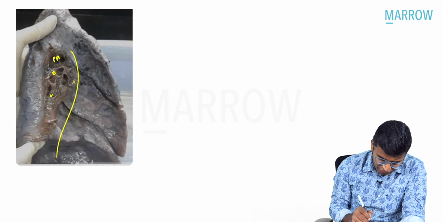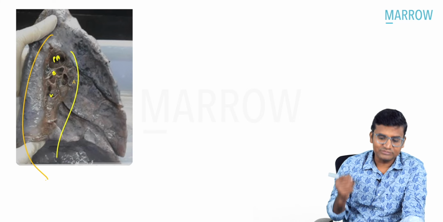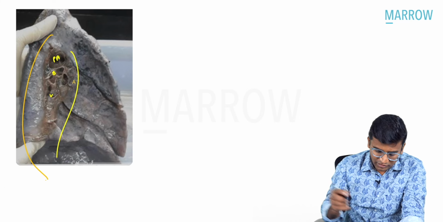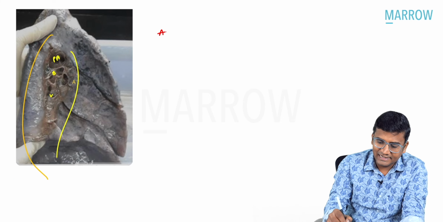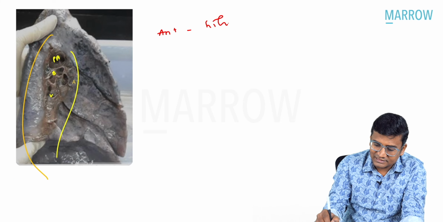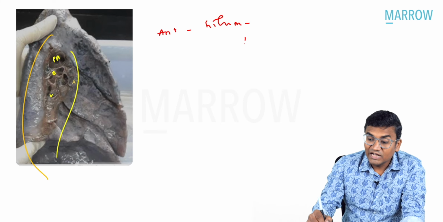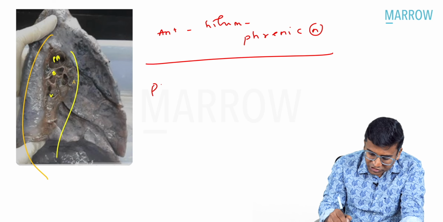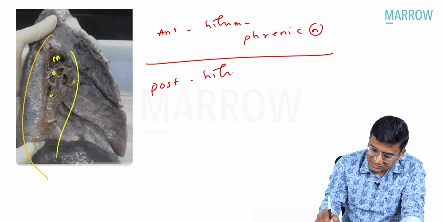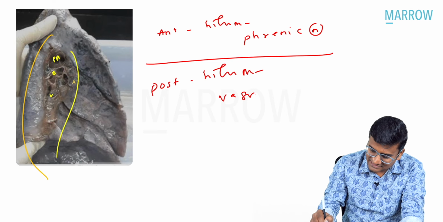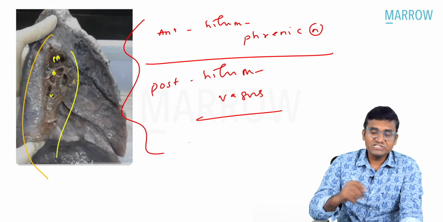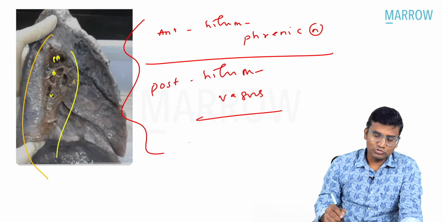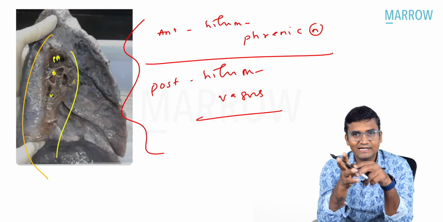Okay. Now in front of the hilum of right lung and left lung, we have one nerve. Behind the hilum of right lung and left lung, we have one nerve. Now in front of the hilum of lung, anterior to the hilum, which nerve? Phrenic nerve. Posterior to the hilum of lung, which nerve? Vagus nerve. Now these questions were given repeatedly in 2015, 16, 17 NEET exam.